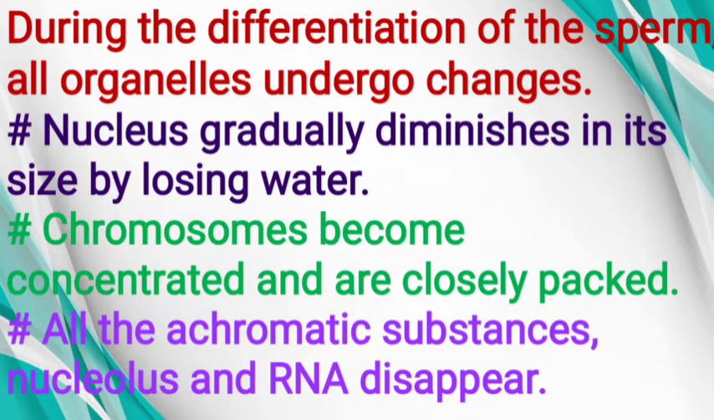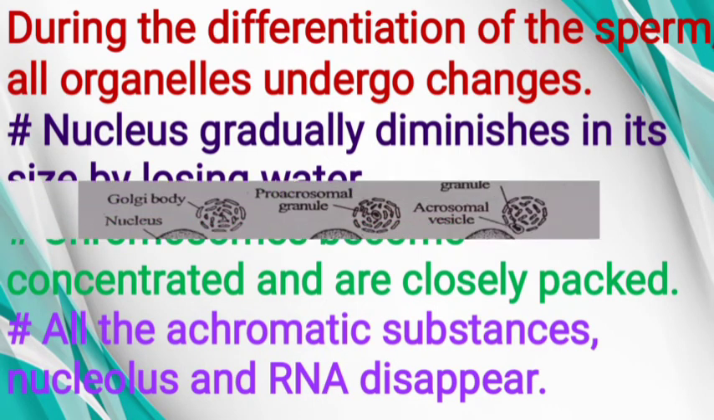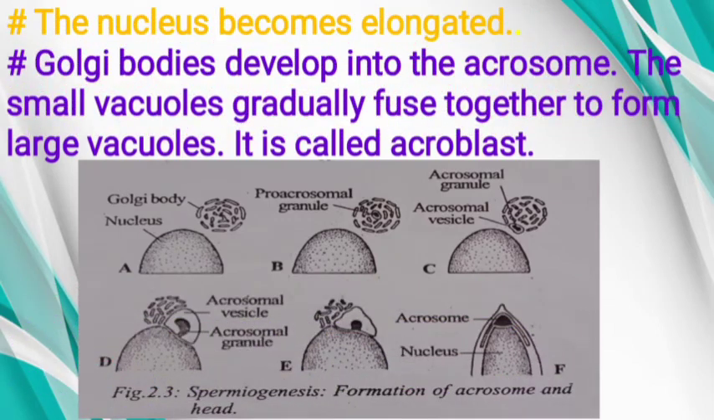Next, chromosomes become concentrated and closely packed. Here chromosomes will be concentrated and become a closely packed structure, and all the achromatic substances, nucleus and RNA disappear. Here we can see the nucleus and some substances and RNA. Next, the nucleus becomes elongated, or cap-like in structure.